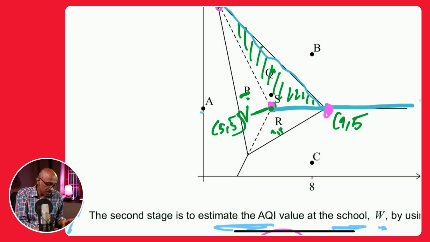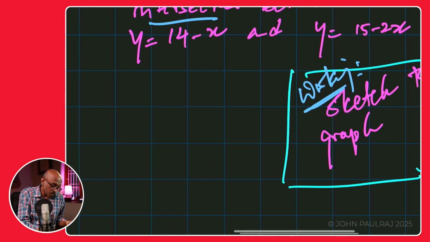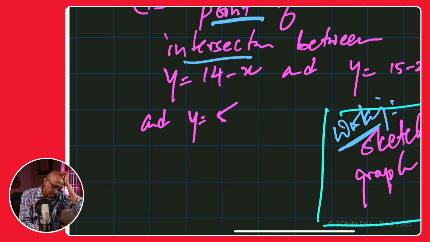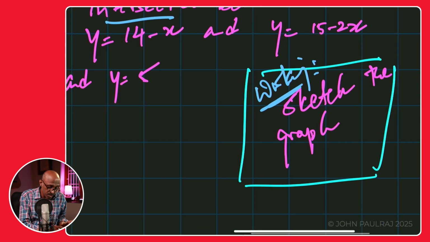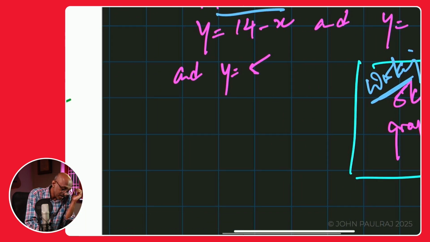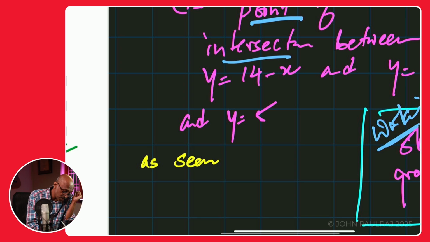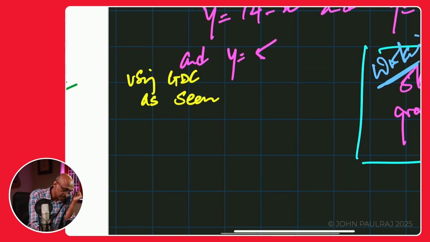I want you to sketch all of that, the point of intersection between y equals this, and you can also write down y is equal to 5. You can mention that one also and show the sketch of the graph. I'm repeating it several times, and then you can write down, oh sorry, we need to write using GDC. You can write down the points of intersection.